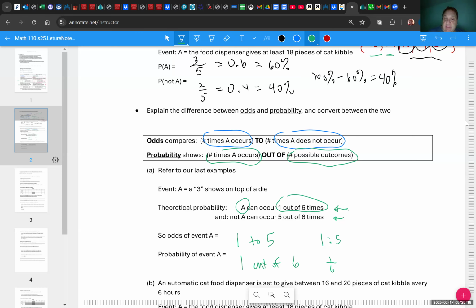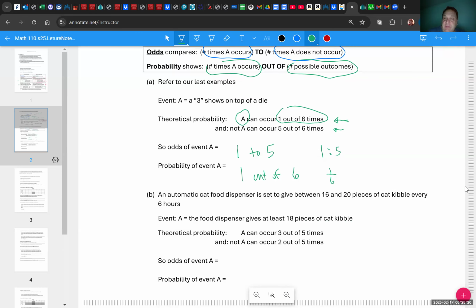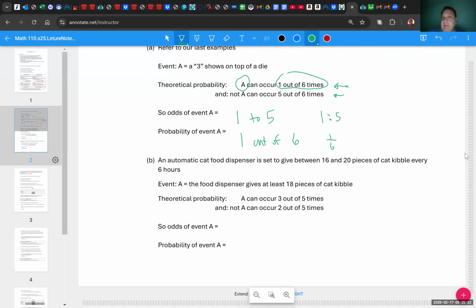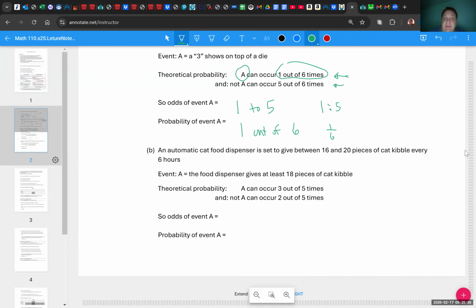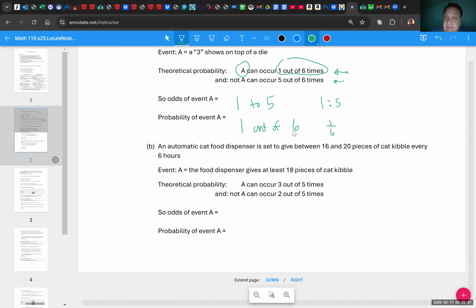Let's do another example of that. Let's do our cat food dispenser, or cat candy dispenser, as I keep saying. So we've got our cat food dispenser. It's dispensing 16 to 20 pieces of kibble every 6 hours, just like before. And just like before, the event is at least 18 pieces of cat kibble. So nothing's changed in terms of the type of example. I'm just now trying to focus on the difference between odds and probabilities.